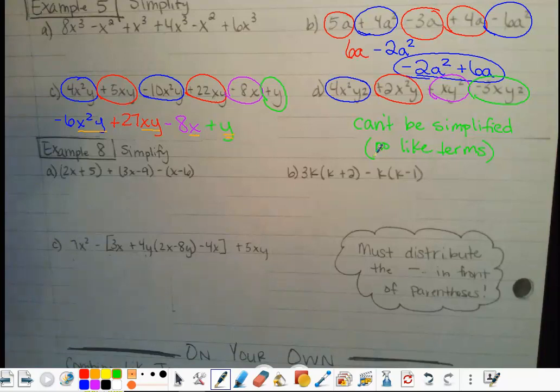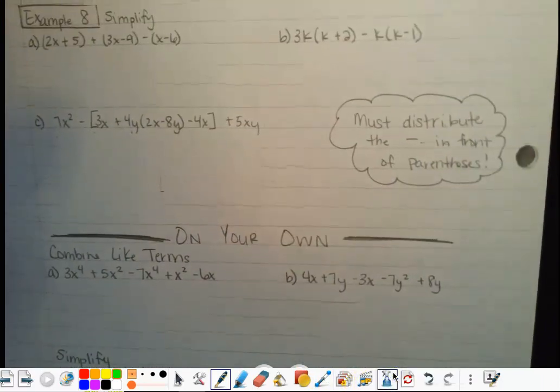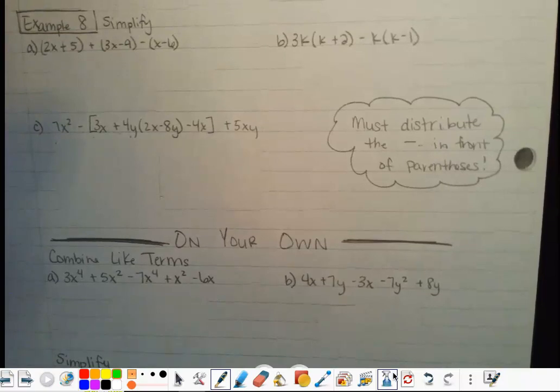Let me clear my board here and move it up, and then you'll be ready for your own problems. So example 8, we're going to simplify and work on these parentheses and things a little bit. In the first one, there's nothing to distribute, so we can just eliminate our parentheses here. So 2x plus 5, because they're not like terms, we can't combine them anyway.